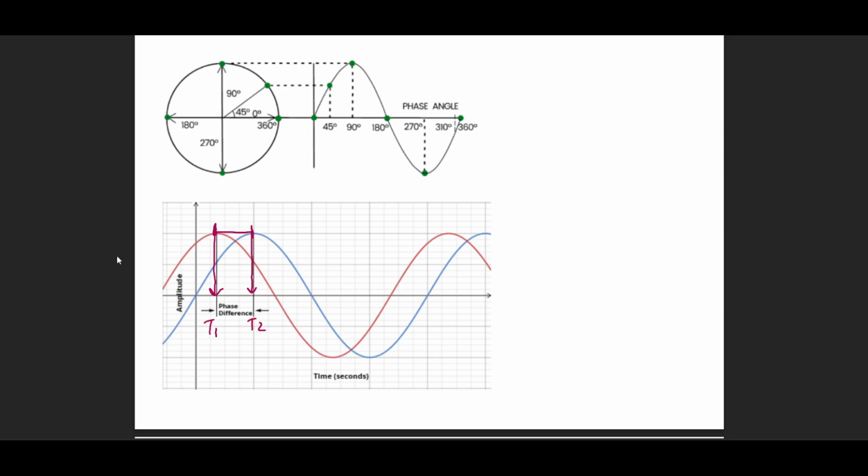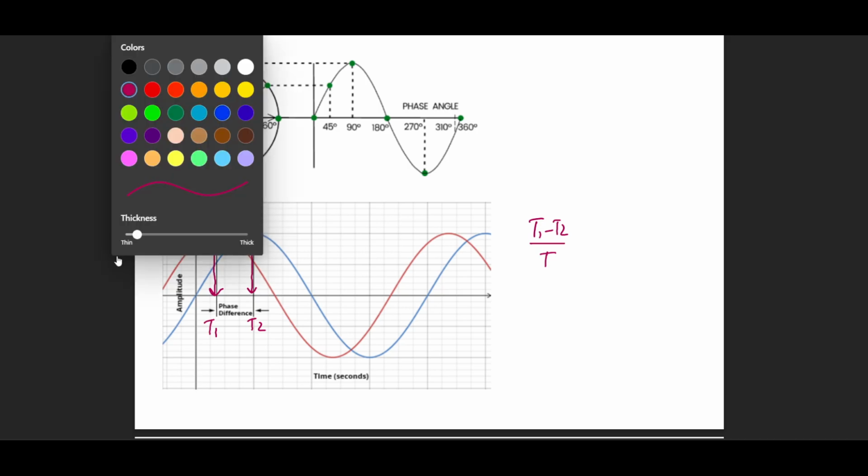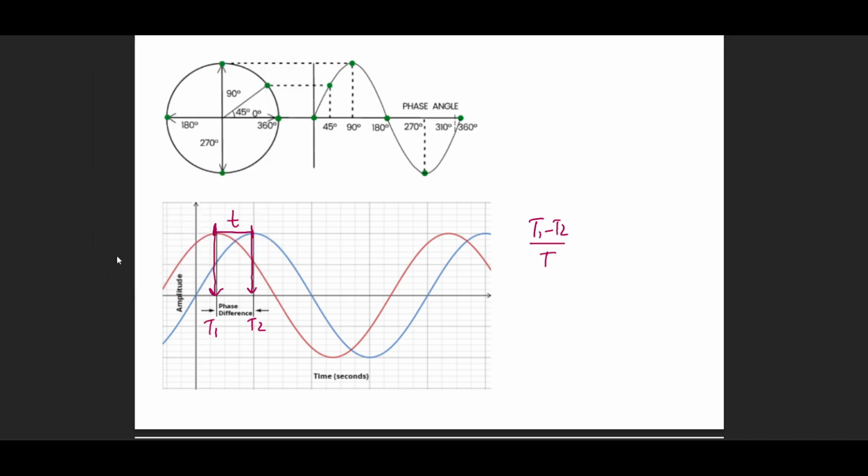And to calculate the phase difference, the formula is very simple. That will be t1 minus t2 or t2 minus t1, the difference of time between them, which is represented as small t sometimes, right? And divided by capital T, which is the time period for one wave. Now, phase difference can only be calculated between the waves that have the same frequency. Otherwise, they will just keep overlapping with one another if the frequency is not the same.